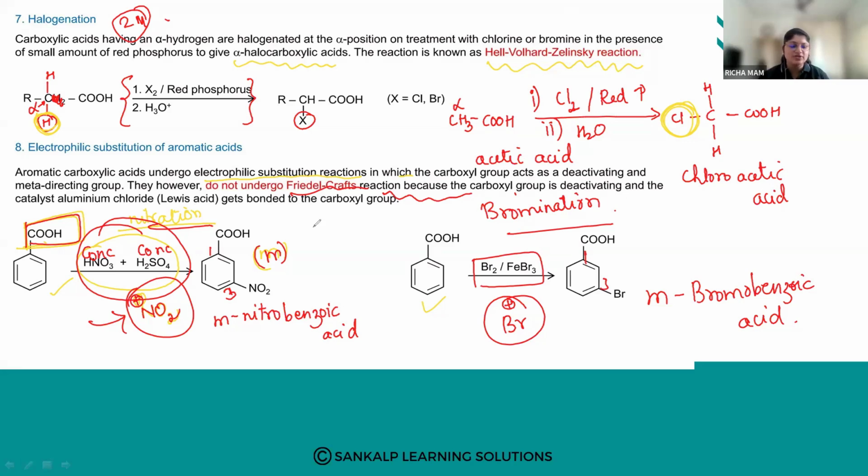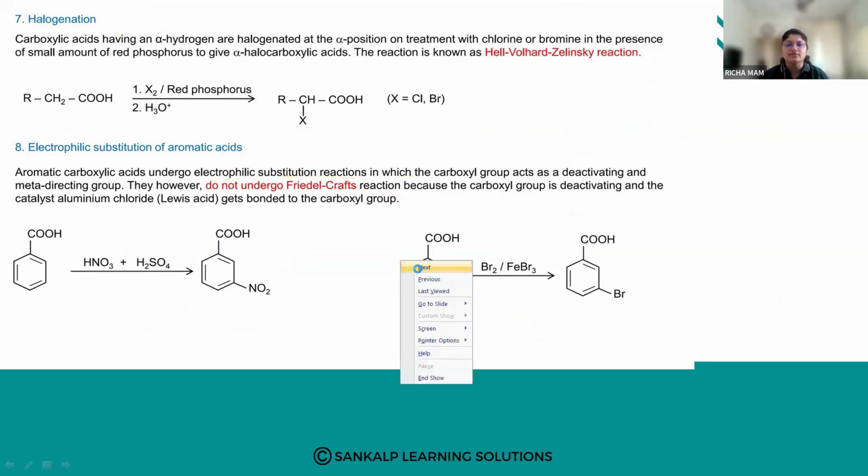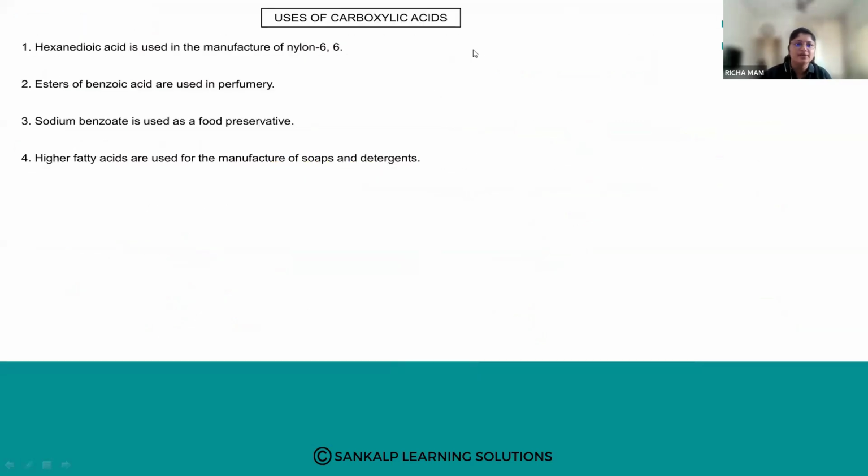So these were the substitution reactions in the hydrocarbon part. Last part, what are the uses? We have seen the uses of aldehydes and ketones, so let us see the uses of carboxylic acid. Hexanedioic acid is used in the manufacture of nylon 66. Nylon 66 is a polymer, so to manufacture this polymer we use hexanedioic acid.